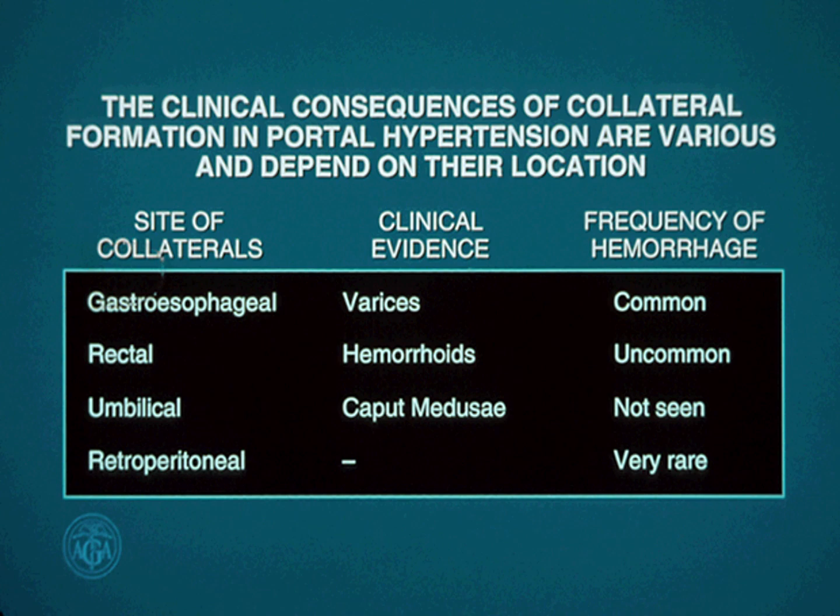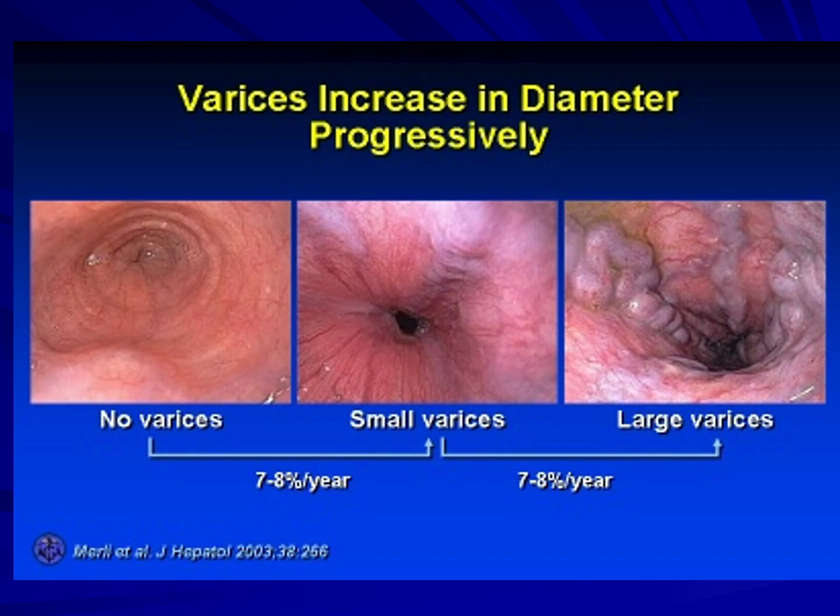And they are rarely retroperitoneal. Here you see the endoscopic appearance of esophageal varices. On the left side, this is a normal esophagus with no varices. In the middle picture, you see small varices where you have these cords of dilated veins, the bluish ones. And on the right side, they are more tortuous, they are larger. These are large varices. The pressure inside them is high, so they can rupture and bleed.